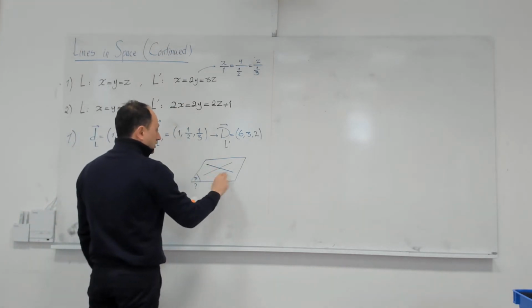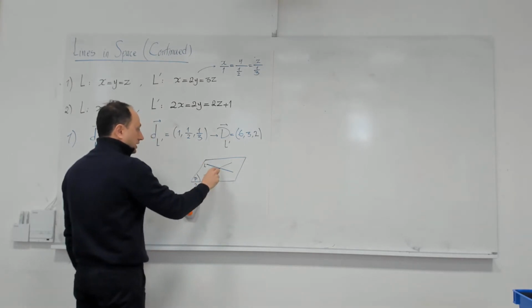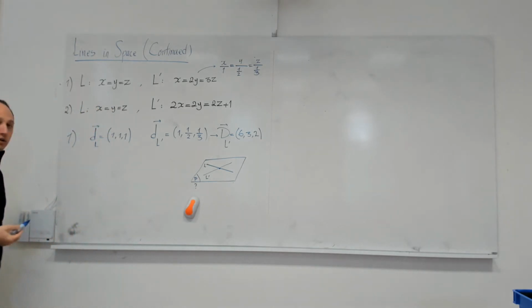Now I know this line L, I know this line L prime. Whatever I need, I know about them. But I'm writing an equation for the plane. Now can you tell me what to do? Because for writing an equation for the plane, what do I need? I need 1 point on the plane and the normal vector. So what can I do now?